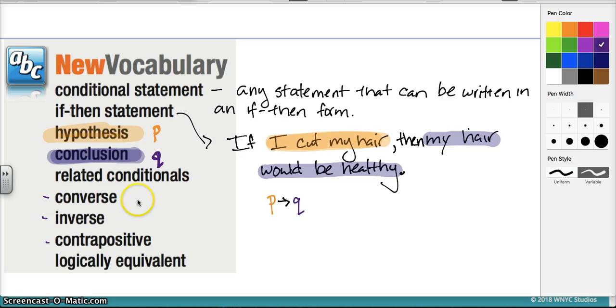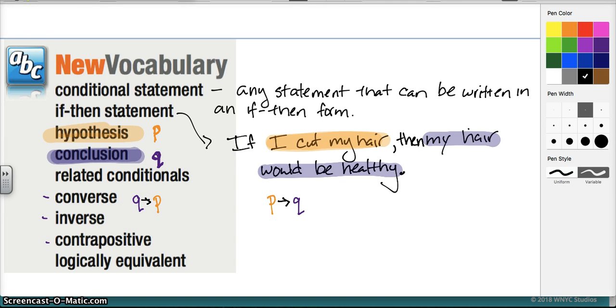But the converse would be the total flip of that. So a converse statement would be Q implies P. And so that's the converse. The converse is literally a flip-flop. So the converse statement would read, if my hair would be healthy, then I cut my hair. I can change the context a little bit, but if my hair is healthy, then I cut my hair. That would be the converse statement.